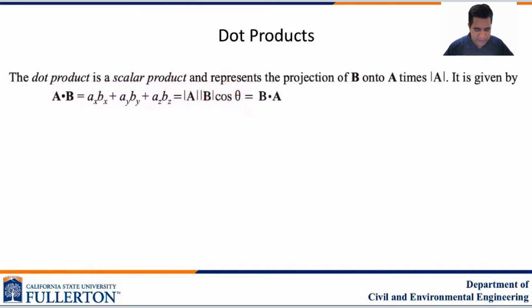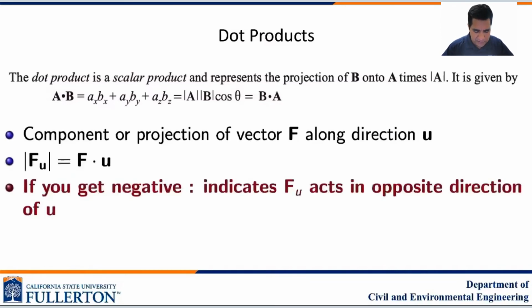Another point to note, the scalar product or dot product is independent of order, meaning A dot B or B dot A are exactly the same. There is no difference which one goes first. All right, so it has some applications. If you want to find a component of any force, you can use the dot product. If you're looking for a component or projection of a force vector along any direction, you get F dot U. So if you take the force itself and take a dot product with any direction you want, you get the component of the force along that direction.